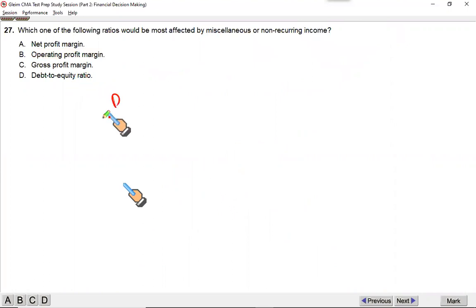Debt to equity ratio. Debt to equity has nothing to do with your non-recurring income. It is not affected. Gross profit percentage. This profit is calculated before any non-recurring income or other losses. So this is again not affected. Operating profit, again, it is calculated before any unusual non-recurring items. What will be affected is the net profit margin, because net profit is calculated after miscellaneous or other non-recurring income. So that makes A the correct option.